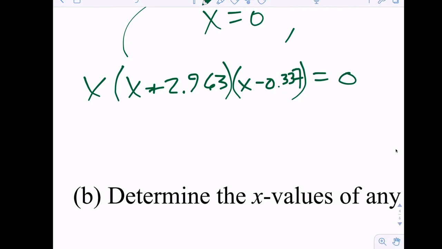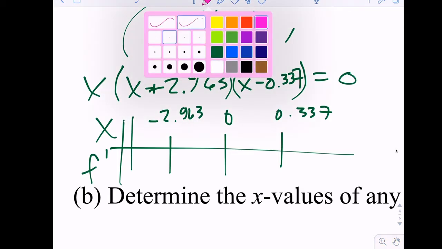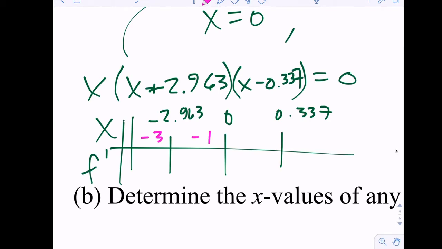So what we need to do now is find the intervals. So we got x and f prime, and we're going to have 0, negative 2.963 and positive 0.337. And now we pick our favorite numbers from those wonderful intervals, like -3, -1, 0.1, and 1. This will be kind of fun.